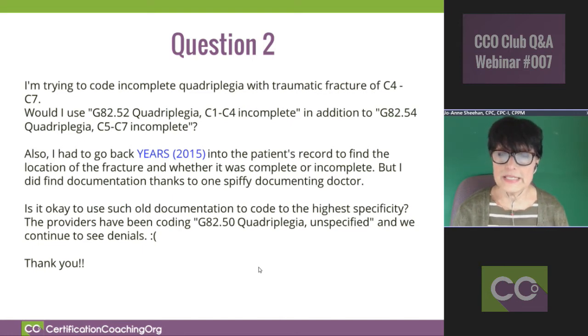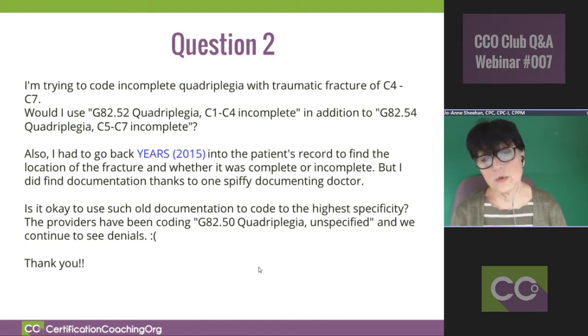Also, I had to go back years, 2015, into the patient's record to find the location of the fracture and whether it was complete or incomplete. But I did find documentation thanks to one spiffy documenting doctor. Is it okay to use old documentation to code to the highest specificity? The providers have been coding the G82.50 quadriplegia unspecified, and we continue to see denials.